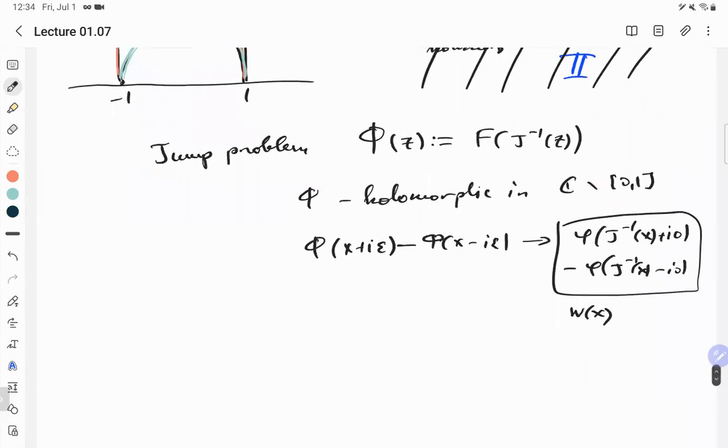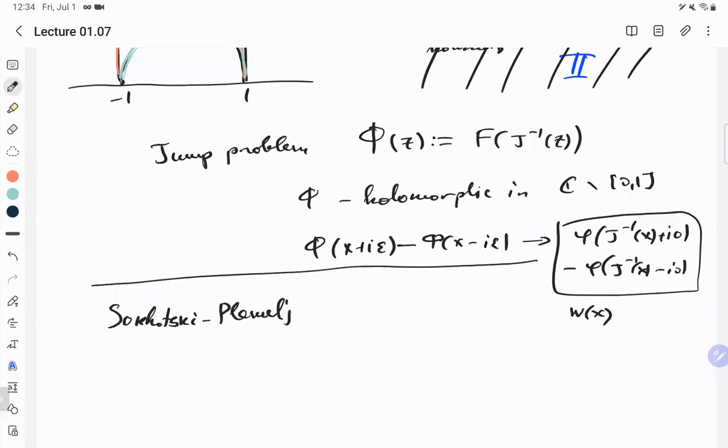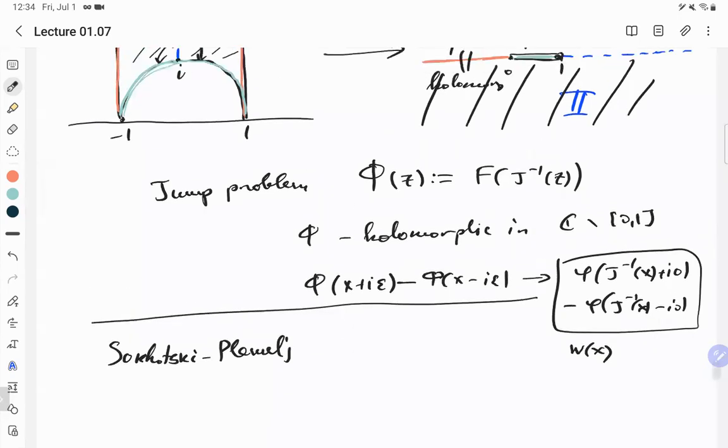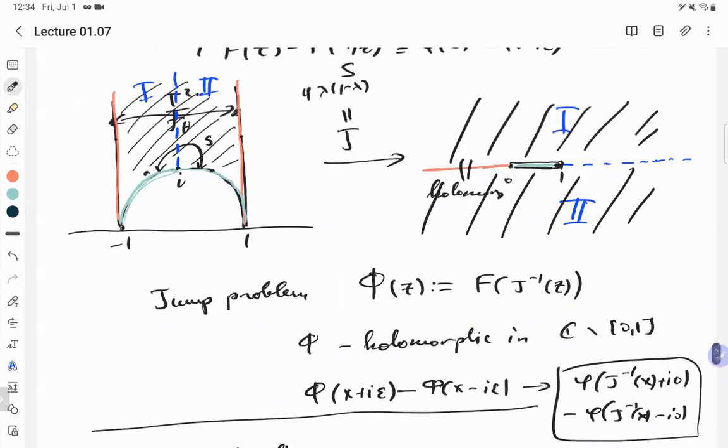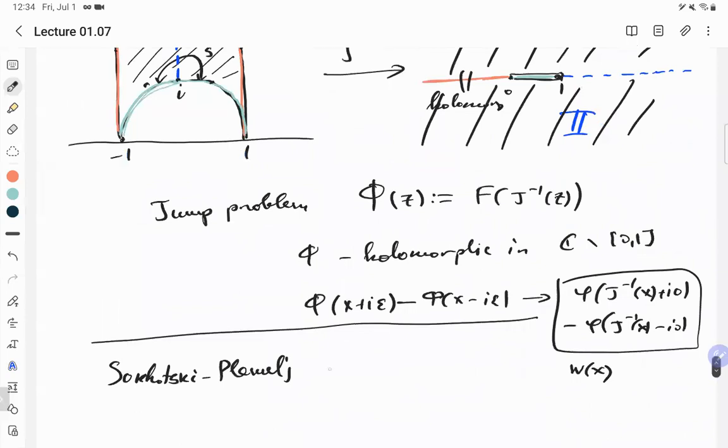And there's a very simple solution to this problem, maybe more than 100 years old. It's the so-called Sokhotski-Plemelj formula. Yes. By plus i0 and minus i0, you just mean the limits. Yeah, it's right above and right below. But really it's just the values of phi at these 2 points in here. I'm not sure if I'm spelling it correctly, but in any case.